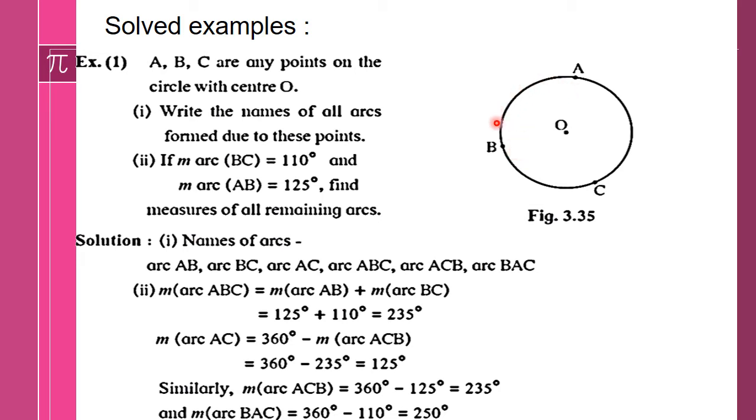The corresponding minor arc is AB. So 360 degrees minus the measure of arc AB, that is 360 degrees minus 125 degrees, is 235 degrees. So the measure of arc ACB is 235.